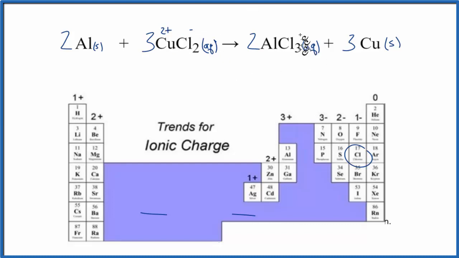We'll come over here, and we have this aluminum chloride. So chloride, that's 1 minus. And then aluminum, we could figure out that it needs to be 3 plus because we have 3 negative charges. Or we could look here, aluminum right there, that has that 3 plus charge. Then copper, we don't do anything with that because it's a solid. So we have our charges. Now we can split the strong electrolytes into their ions.